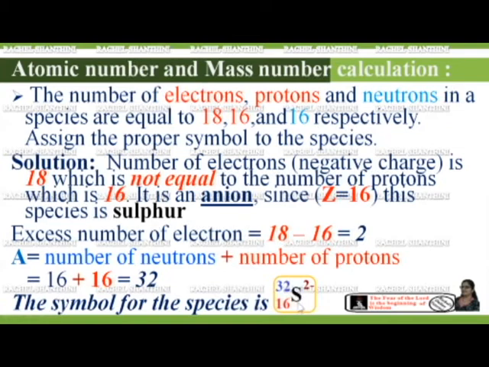So the symbol is S and the atomic number is 16, so we have written 16 at the bottom left corner, and the mass number is 32. So we have written the mass number at the top left side of the symbol of the element. And here in the right top corner, we have to write the charge, that is -2. So the species is nothing but the sulfide ion.